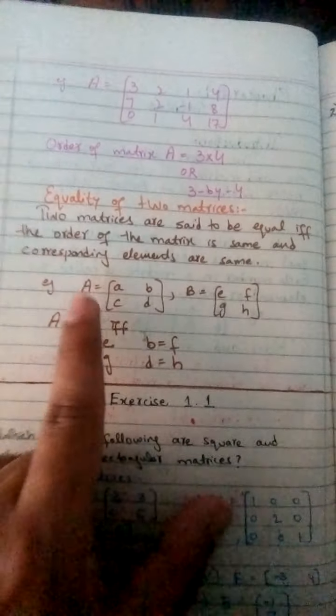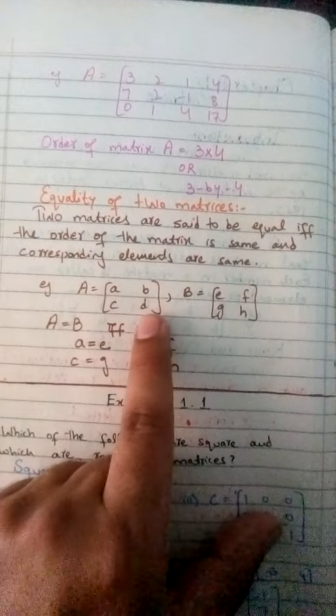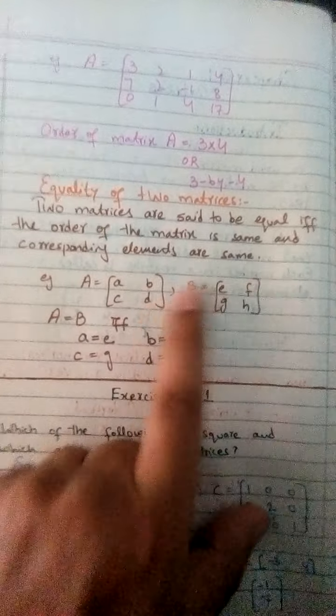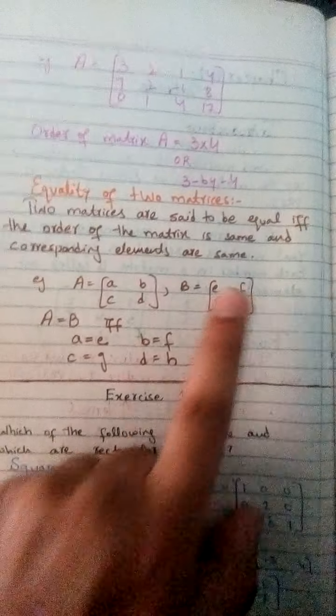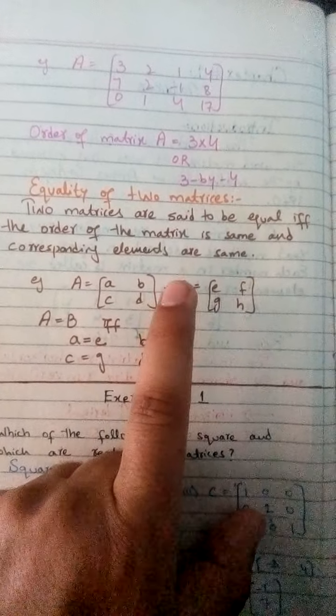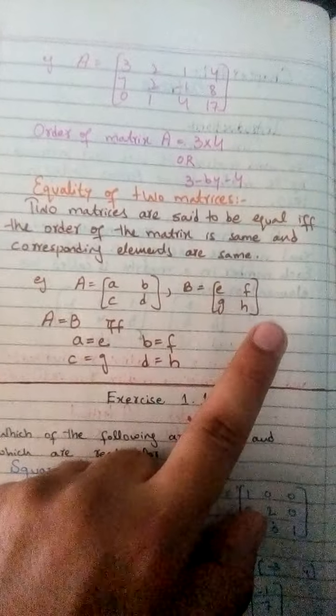For example, if we have matrix A and matrix B, you will see here that the order of matrix A is 2 cross 2 and the order of matrix B is also 2 cross 2. That is, the number of rows and number of columns are 2 and 2. It's a square matrix. We will talk about that later.